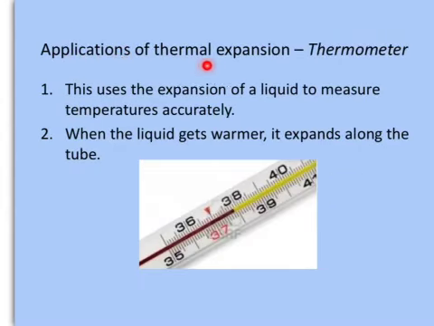Applications of thermal expansion. Second example is thermometer. This uses the expansion of a liquid, like mercury, to measure temperatures accurately. When the liquid gets warmer, it expands along the tube. That's mercury there, expanding that way.